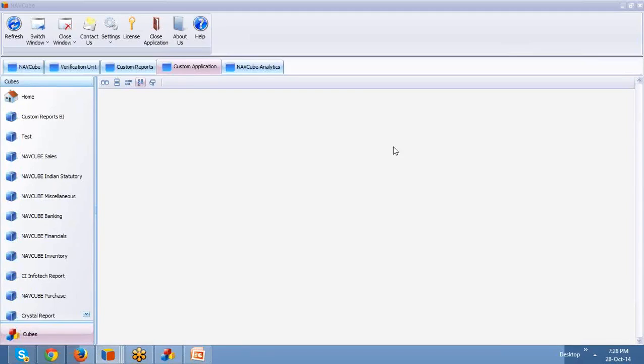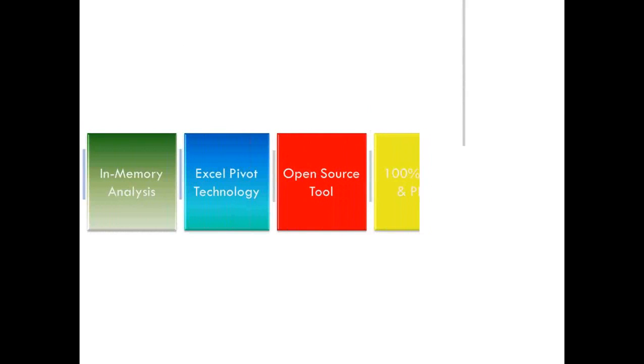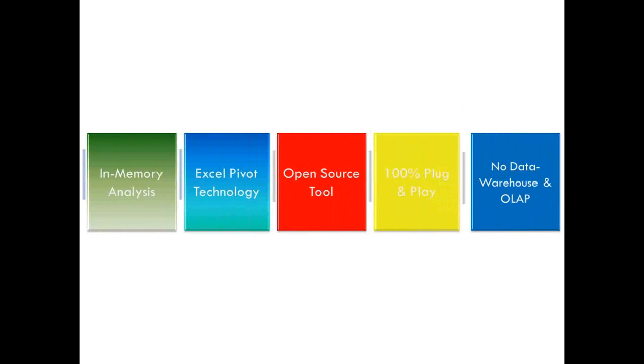NAVCUBE is a business intelligence solution used for connecting your data on a real-time basis to make it available in various simulated forms of Excel pivot and dashboards. So what generally happens is that it extracts the information on a real-time basis and gives you an option to analyze your data. You do not need any kind of data warehousing.